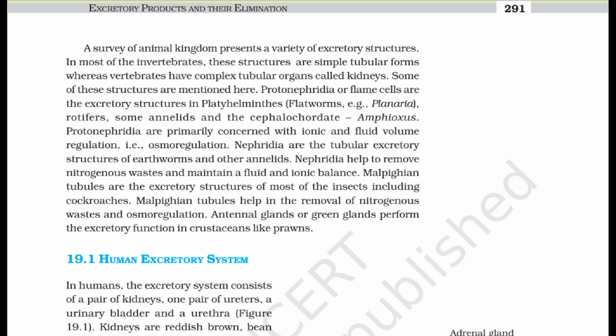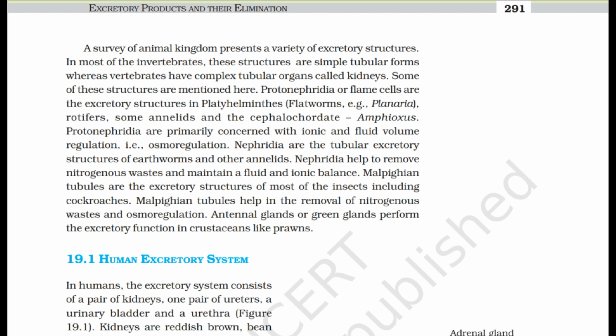A survey of the animal kingdom presents a variety of excretory structures. In most of the invertebrates, these structures are simple tubular forms, whereas vertebrates have complex tubular organs called kidneys. Some of these structures are mentioned here. Protonephridia or flame cells are the excretory structures in platyhelminths, flatworms, that is planaria, rotifers, some annelids and the cephalochordate Amphioxus. Protonephridia are primarily concerned with ionic and fluid volume regulation, that is osmoregulation.